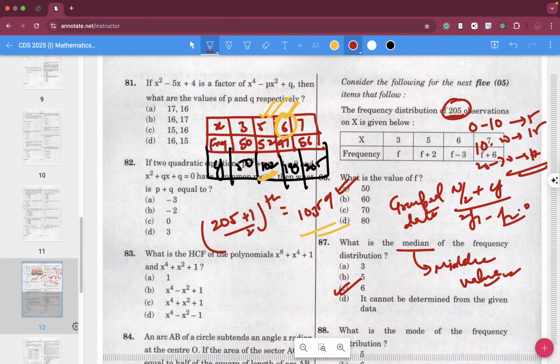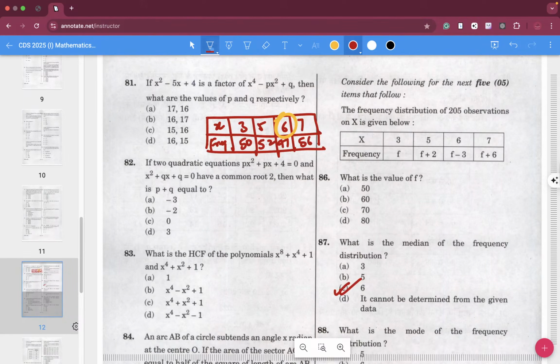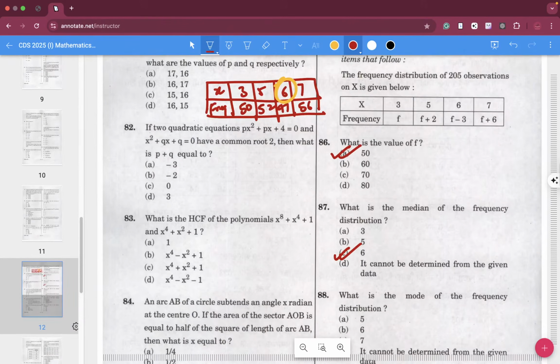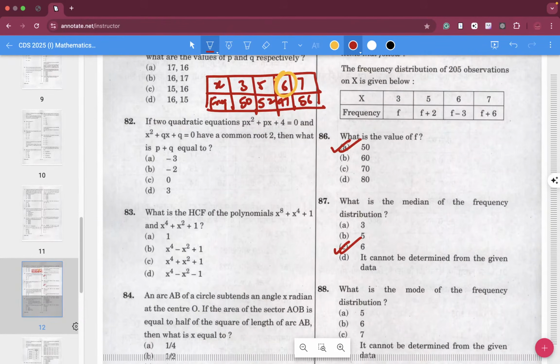The data that they have given over here are discrete data. Discrete means you know exactly that number 3 is occurring 50 times, and 5 is occurring 52 times. So you know all of this data exactly, and you don't need to apply all of those formulas.